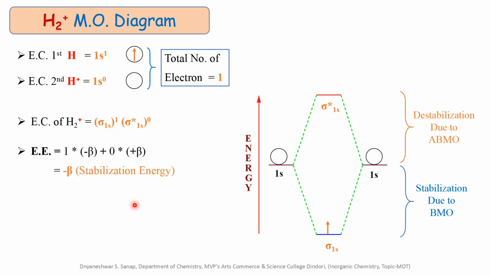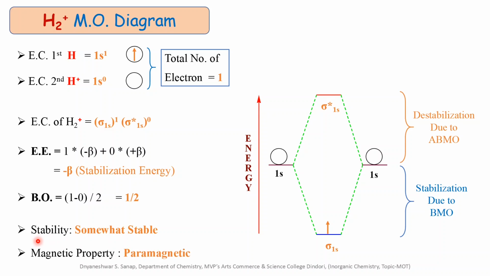Next point is calculation of bond order. The bond order is calculated using the formula: the number of electrons in the bonding molecular orbital minus the number of electrons in the antibonding molecular orbital, divided by 2. Putting in the values, we get 1 minus 0 divided by 2. Finally, we get the value 1/2. This 1/2 value indicates that there is formation of a bond. That means the molecule is formed with somewhat of stability. It is not formed as stably as the H2 molecule.